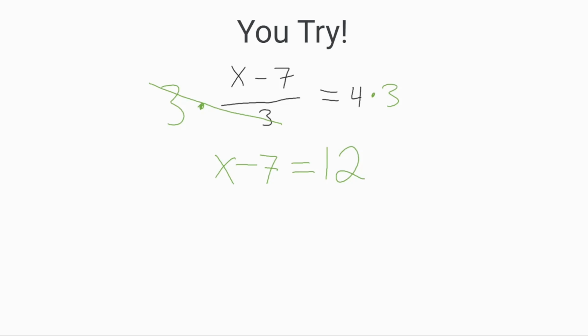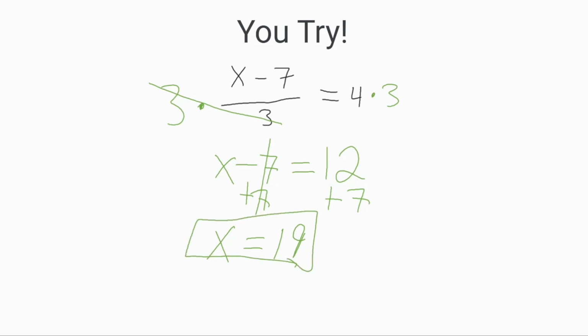Now we're set up so that all we have to do now is add the 7 over. So let's go ahead and do that. We add 7. They cancel on the left, leaving me with x is equal to 19. And there we go, the answer for the third example. We have one more left, and it's a challenging one. So let's go ahead and jump right in.